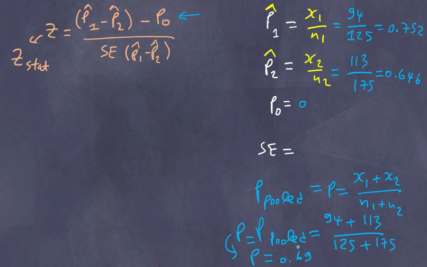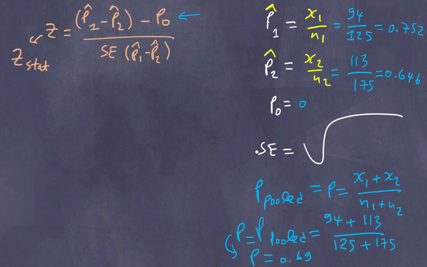So the pooled proportion is 0.69. We have P1 hat, which is 0.75. We have P2 hat, which is 0.65. We have P0, which is 0, the difference between P1 and P2, which can be found from H0. And you have P pooled, which is 0.69. Now, who cares about P pooled? Well, the standard error does. We need the P pooled to compute the standard error.